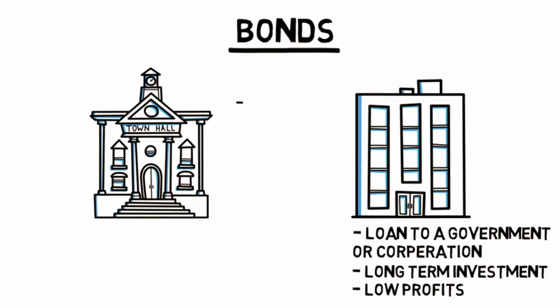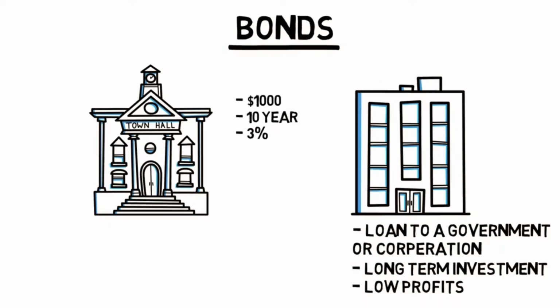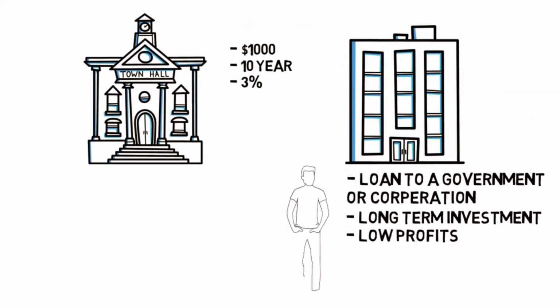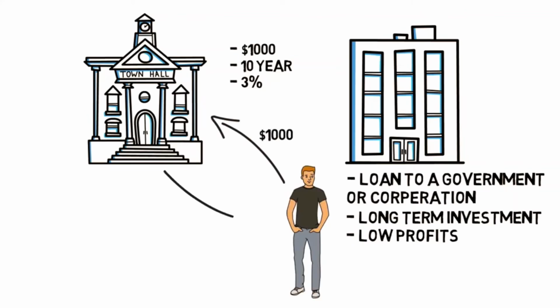For example, let's say your local government was issuing a $1,000 10-year bond at a rate of 3% per year. You would give your local government $1,000 and the government would pay you 3% worth of your investment annually, in this case $30, each year until the end of the 10-year term. After the 10 years, the government would then pay you back your $1,000 loan. Many people invest in bonds because it is safe and reliable as you are almost guaranteed to make a positive return on your investment. That being said, because of the low interest rates, the profit margins are relatively low.